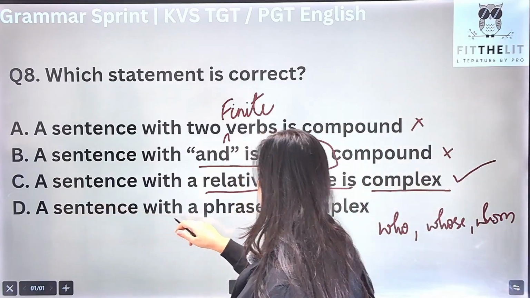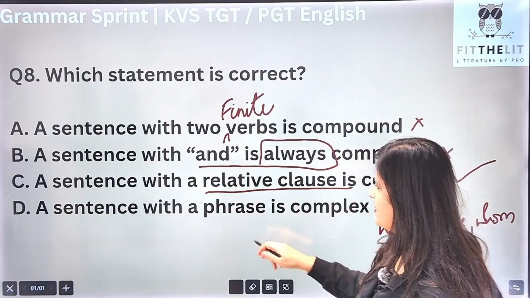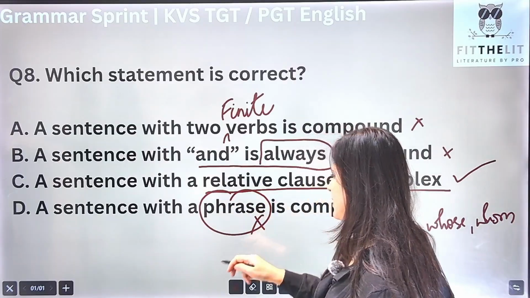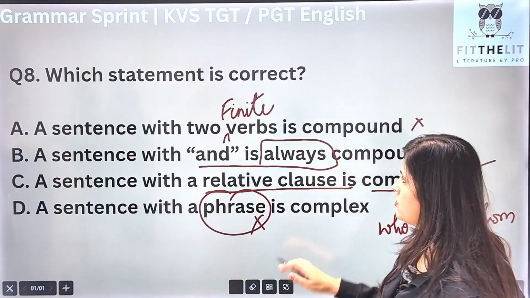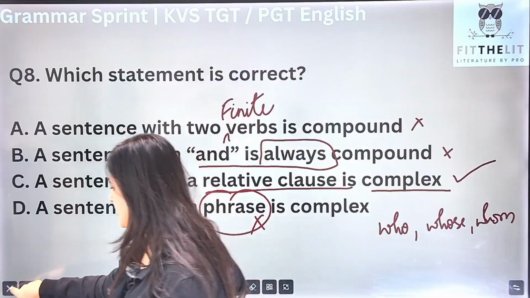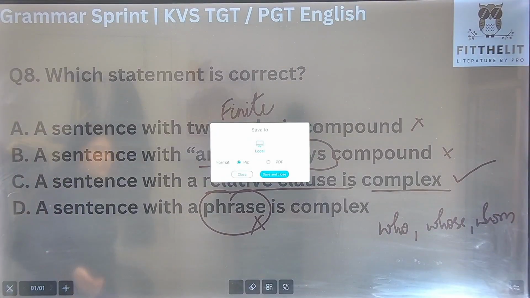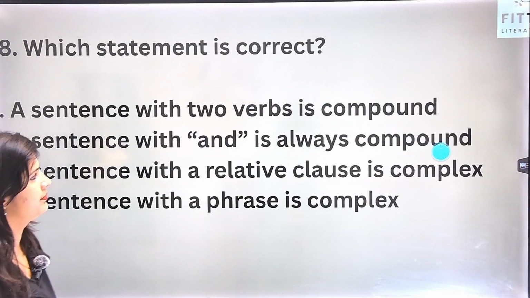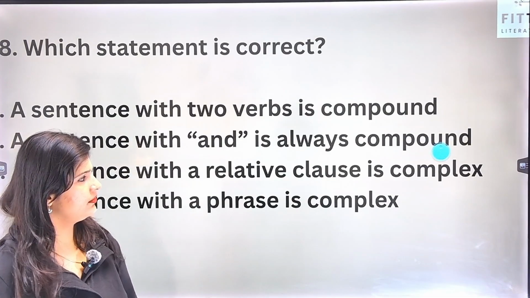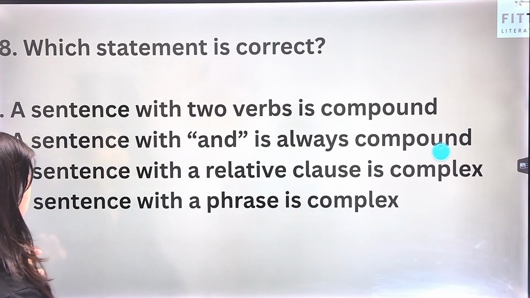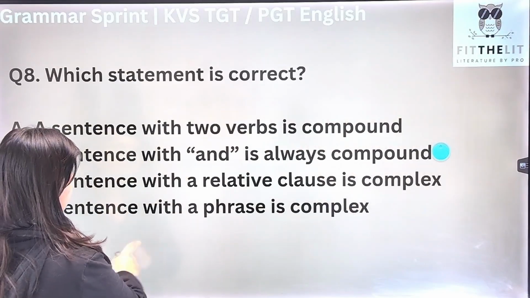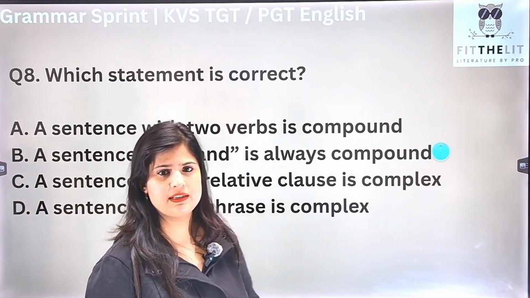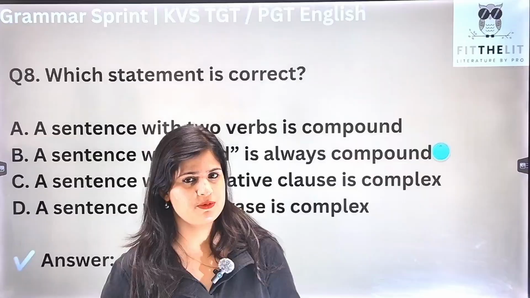A sentence with a phrase is complex. Phrase has nothing to do with it, so definitely incorrect. So our correct statement is the third one, your sentence with the relative clause is complex. That is the correct option.